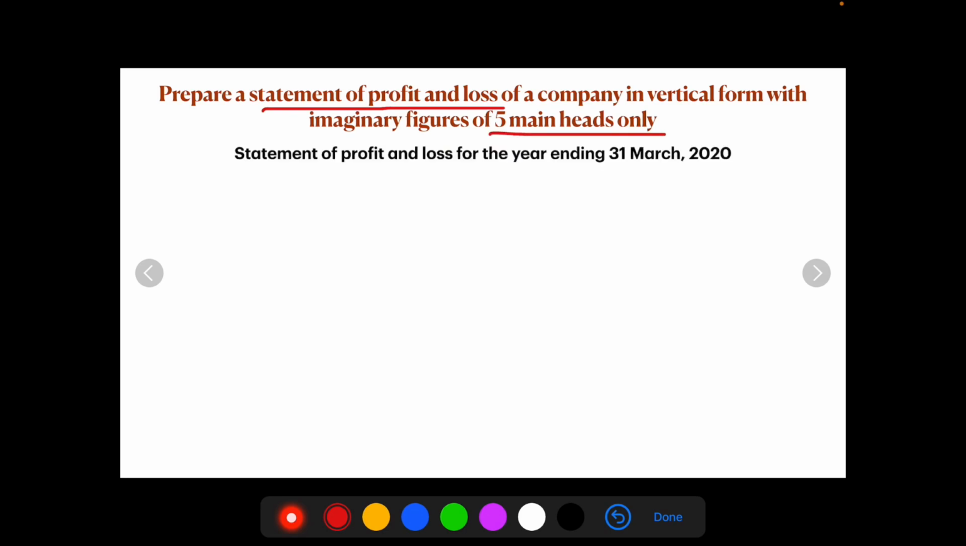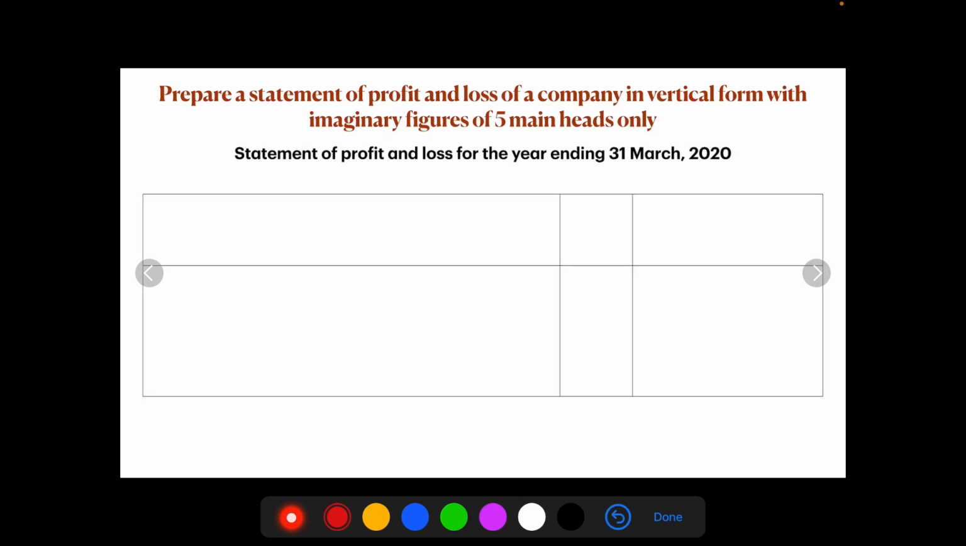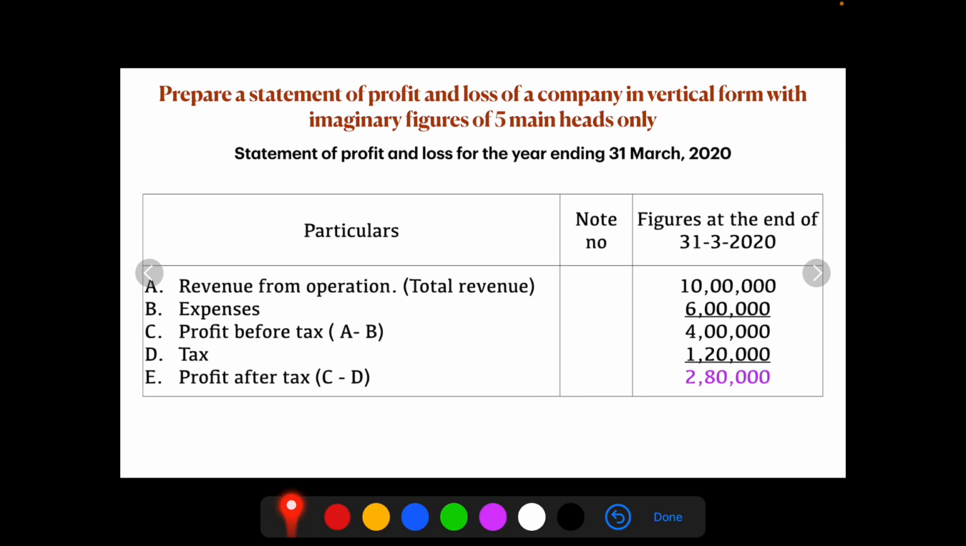So let's look into the solution. Statement of profit and loss for the year ending 31st March 2020. We will do the format: particulars, note number, figures at the end of 31st March 2020. The 5 major heads, please concentrate on the particulars column. We have revenue from operations, expenses, profit before tax, tax and profit after taxes.